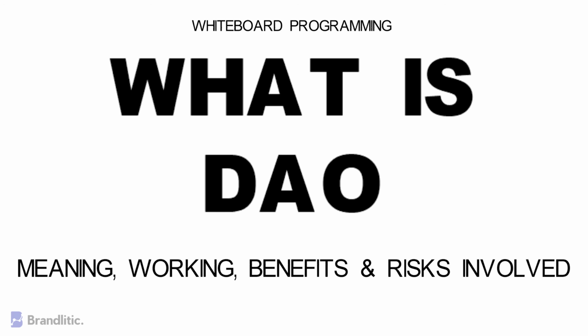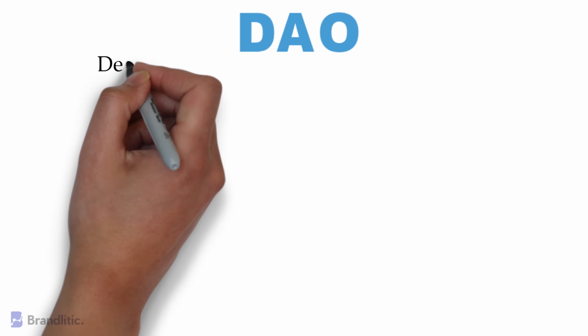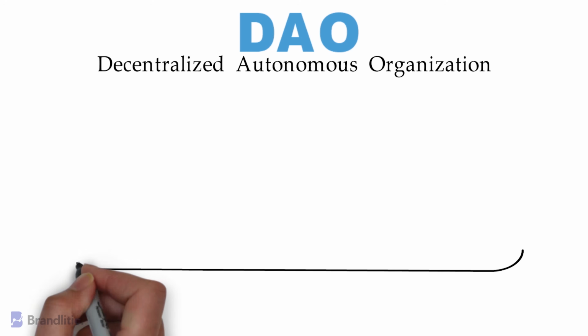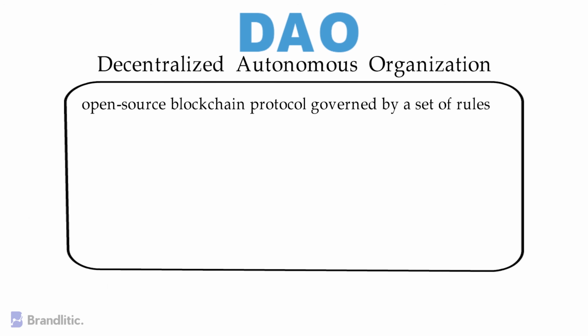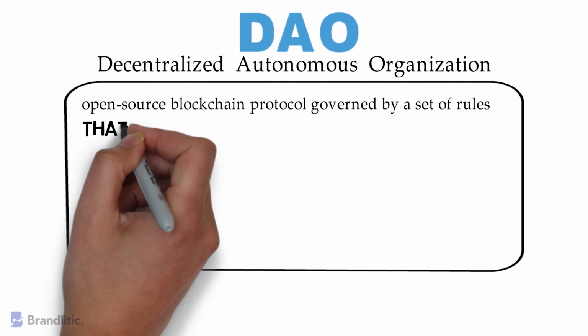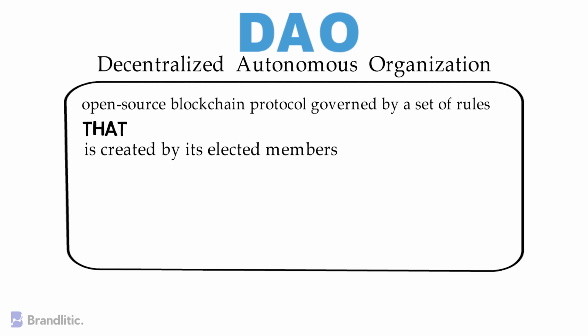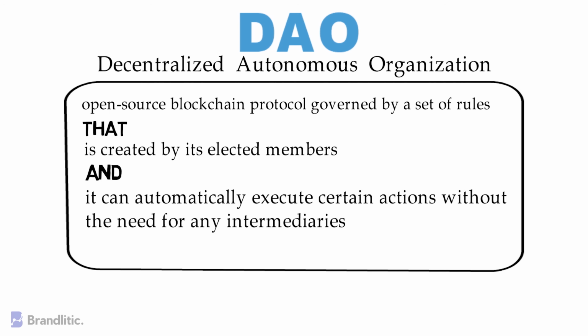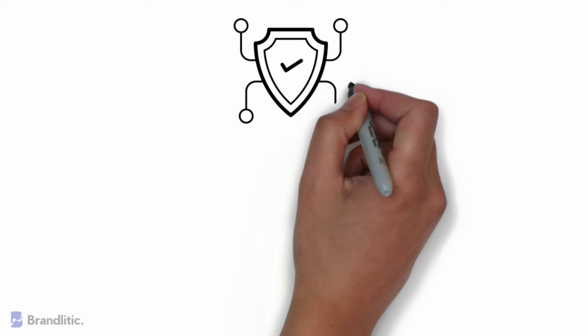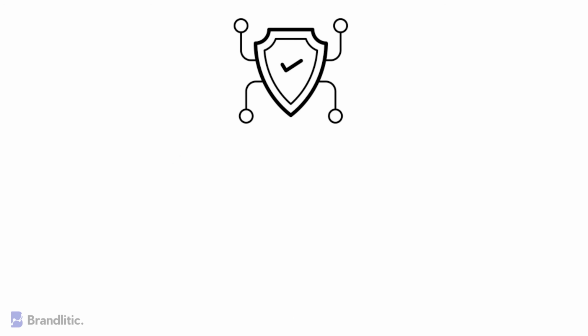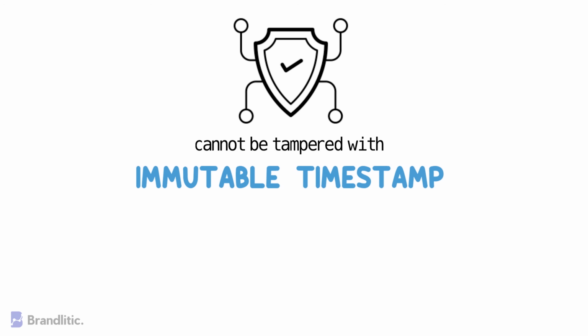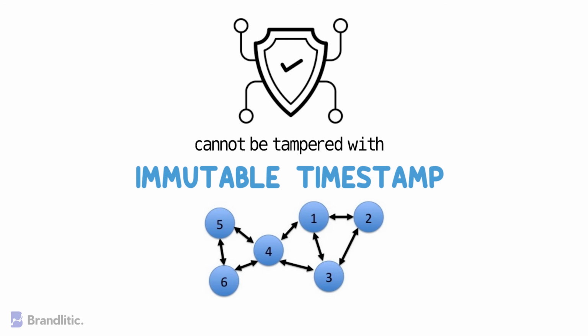So let's get started. Well, to state its meaning, the term DAO stands for Decentralized Autonomous Organization and can be described as an open source blockchain protocol governed by a set of rules that is created by its elected members, and it can automatically execute certain actions without the need of any intermediaries. Further, both the program rules and subsequent actions are recorded on a transparent and secure blockchain ledger, which cannot be tampered with, and that's all thanks to an immutable timestamp and the distribution of the information to the network participants.